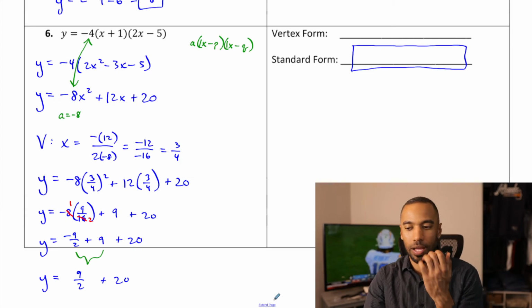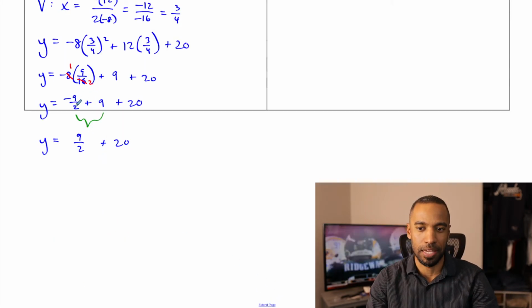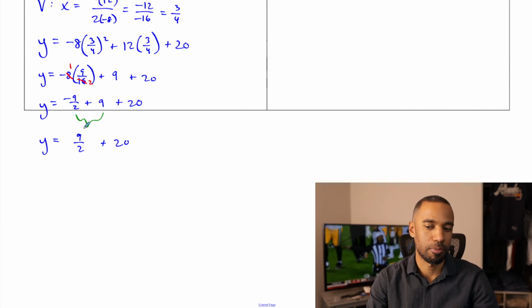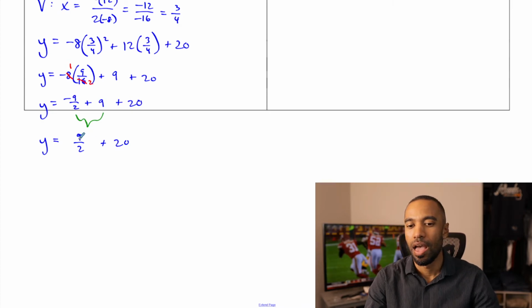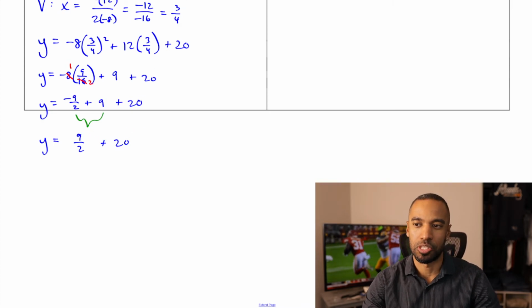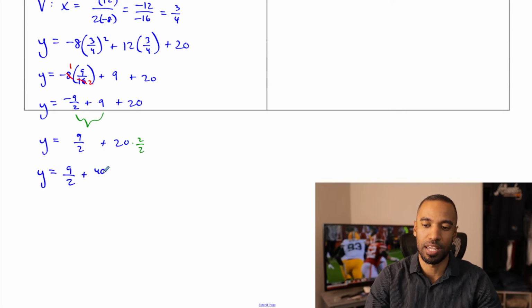The first two, when you plug in the x value of the vertex in standard form, always combine to become the opposite of the first number. -9/2 plus 9 is 9/2. Don't just take my word for it. Try it for yourself, but it is. All right, 9/2 plus 20. Now I need a common denominator. 20 times 2 over 2 gives me 40 over 2. So 9/2 plus 40/2, and that's 49/2.